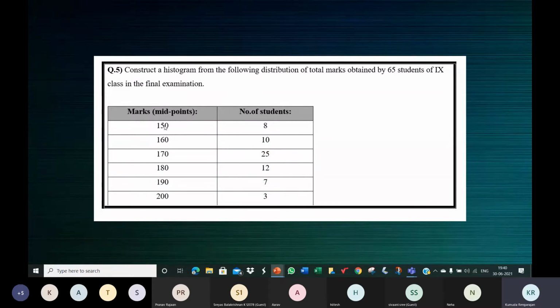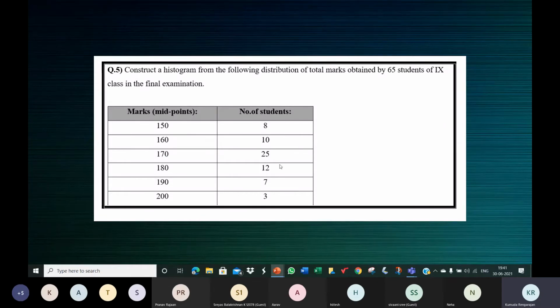For example, take the first class mark 150. Subtract 5, 145. That's the lower limit. Add 5, 155. That's the upper limit. So the first class interval is 145 to 155. Let's do another one. 160 is the class mark. Subtract 5: 160 minus 5 is 155, the lower limit of the second class interval. 160 plus 5 is 165. So 155 to 165 is the second class interval. Like that, go on to prepare the class intervals.